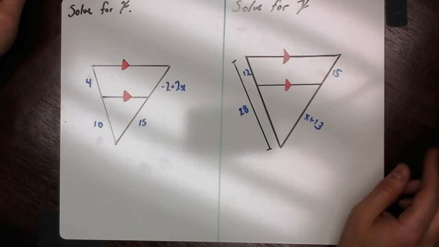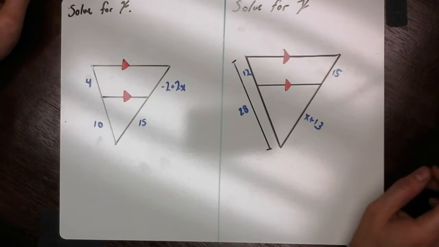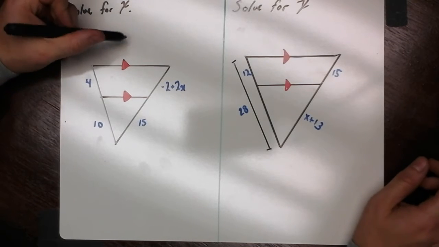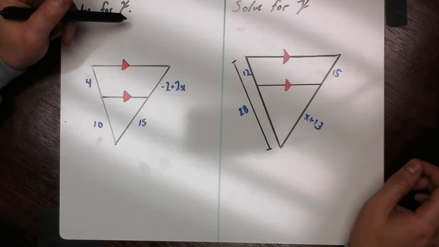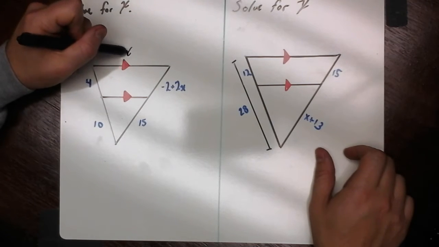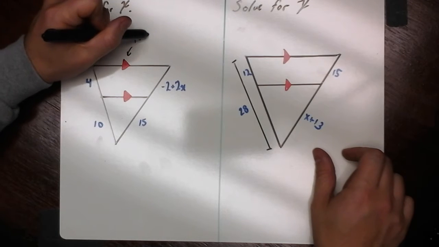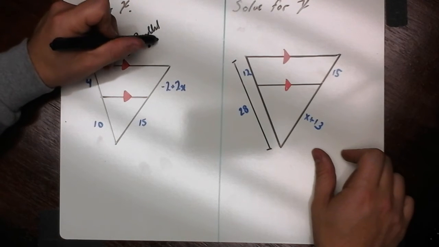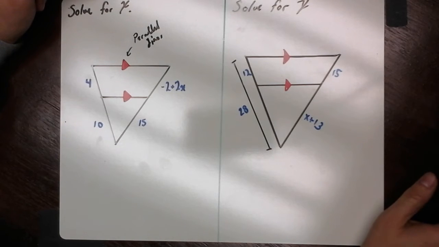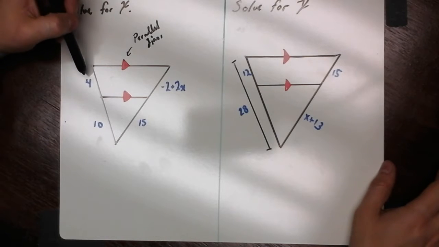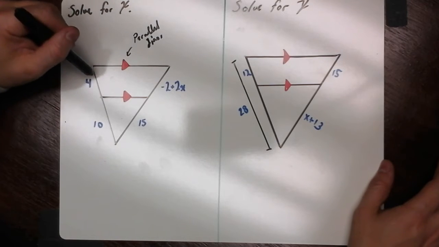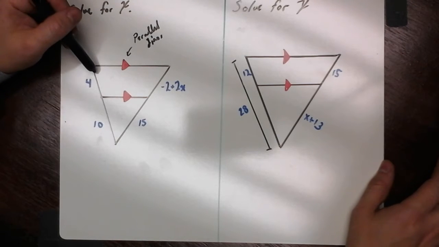So I have these two problems here and they want me to solve it for x. Well, the first thing I notice is that I got these red arrows here. And those arrows are telling me that these lines are parallel. So this means parallel lines. That being the case, I know I could apply the triangle proportionality theorem, which means that these sides here are divided by these lines proportionally.